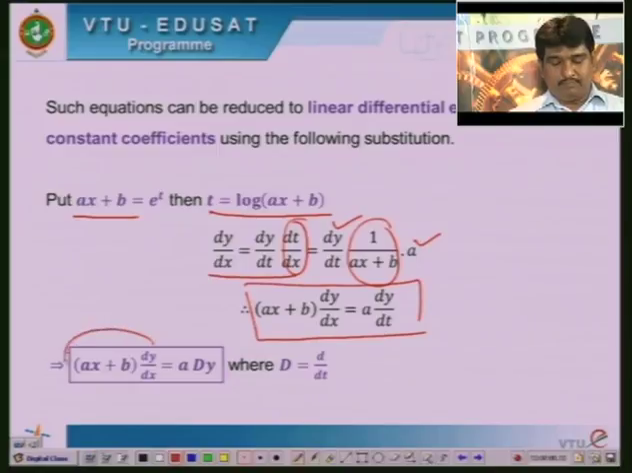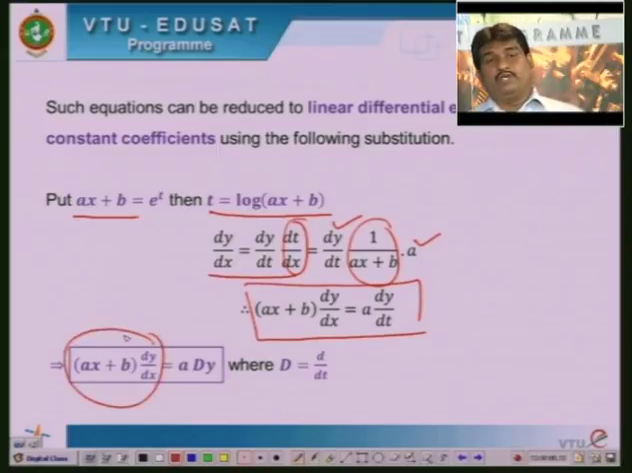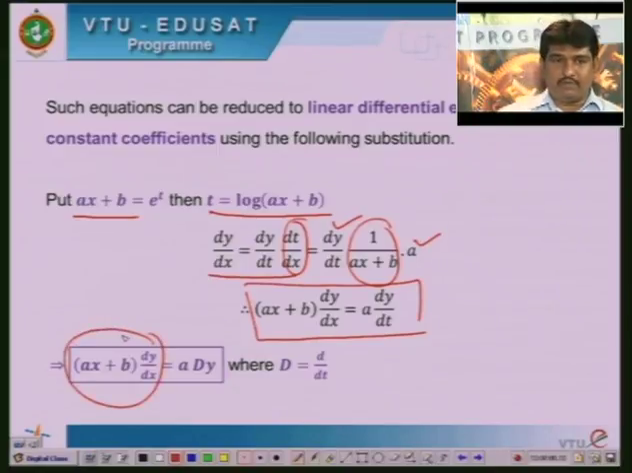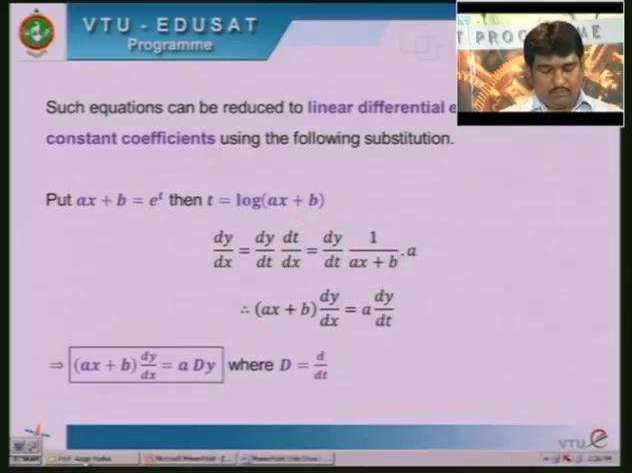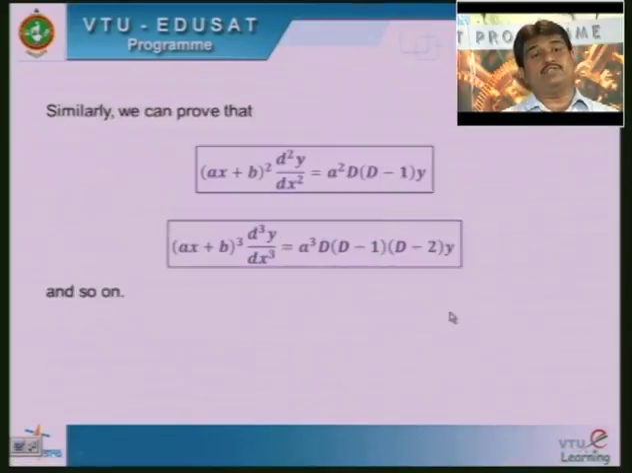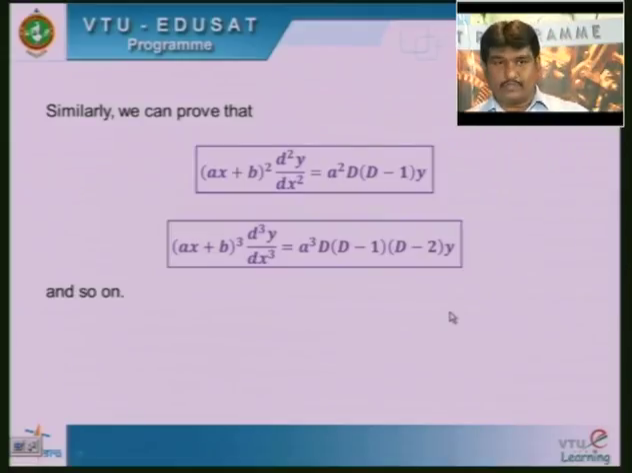So the variable term in the equation, ax plus b dy by dx, got converted into a term with constant coefficients, a into Dy, where D represents a derivative with respect to the new variable t as before. This is about first order derivative. The same concept is used for second order derivatives.